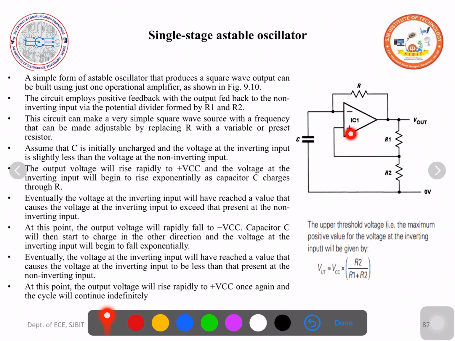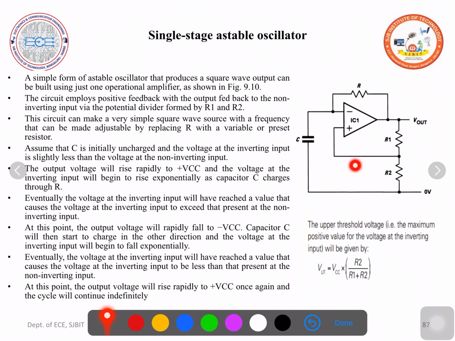Inverting input terminal, non-inverting input terminal. Some portion of the output is fed back through the resistance R and also through a voltage divider R1 and R2. A positive feedback, with the output fed back to the non-inverting terminal through the potential divider formed by R1 and R2. And here is a capacitor C.